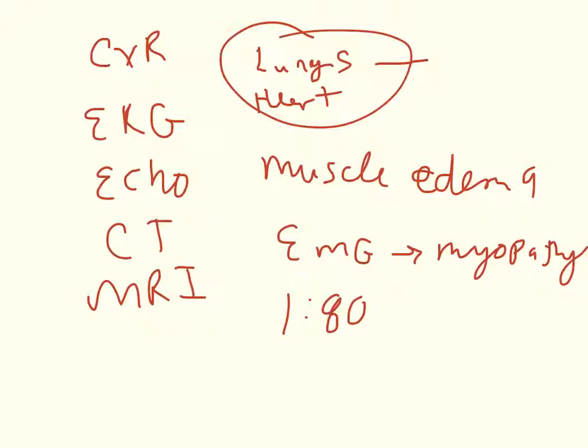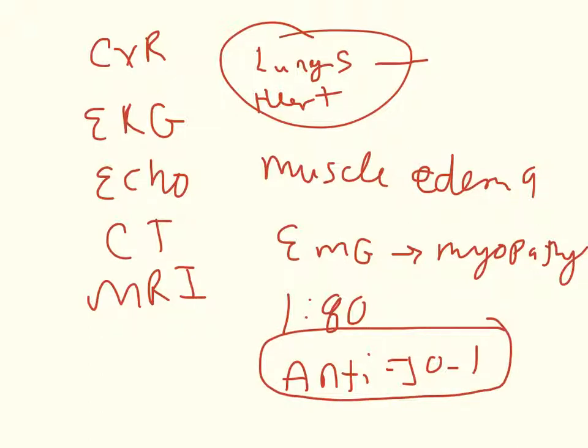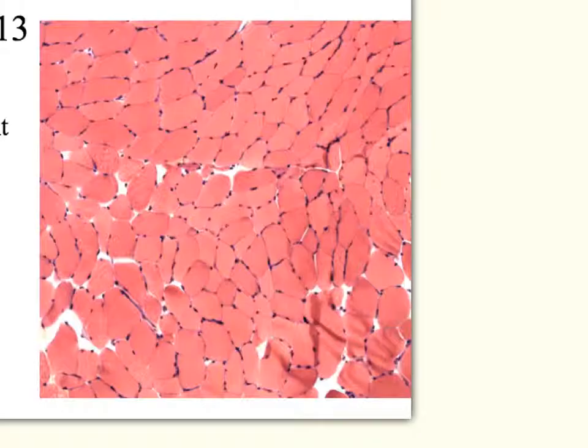It was within range for rheumatoid factor, but it was positive for anti-Jo1. So the anti-Jo1 antibody was positive. So this would indicate either dermatomyositis or polymyositis. And so you've got to go through and figure out which one that is from the biopsy.